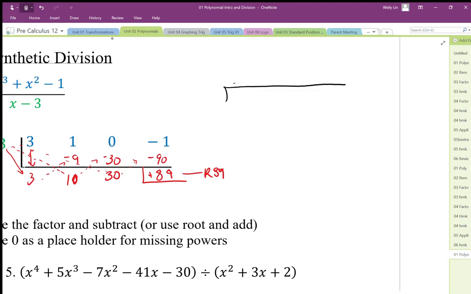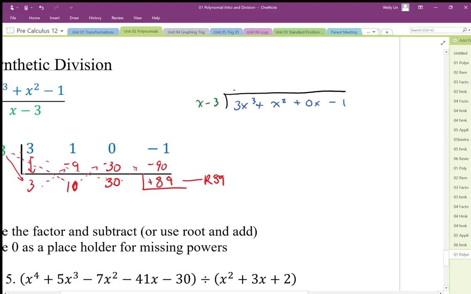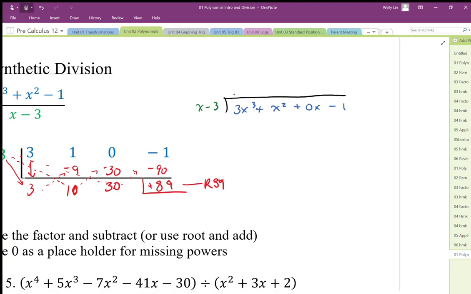Okay, so here we have x minus 3. Here we're going to end up with 3x cubed plus x squared plus 0x minus 1. And you can see that in our division, we get the 3 here, so that's how we get the 3x cubed, and then 3 times -3 gives me the -9.